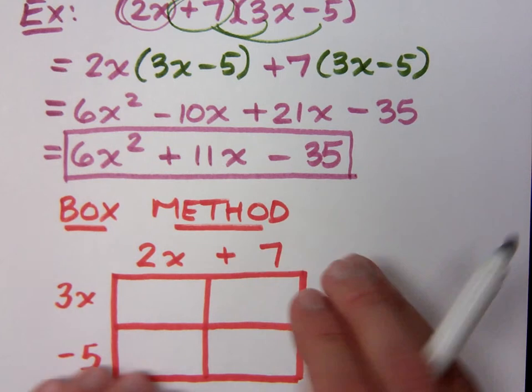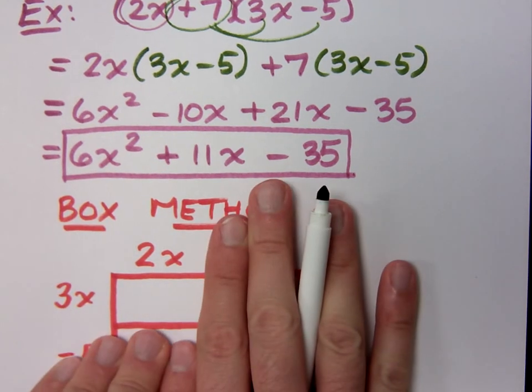So in this first box, just look at it this way. What's in that first box? What's the product there? 6x squared.